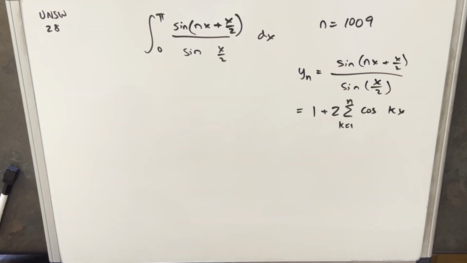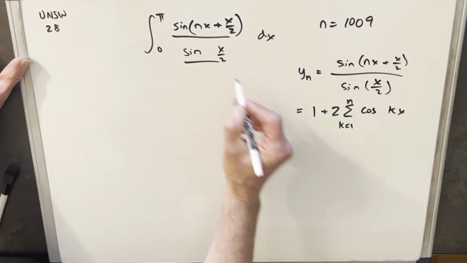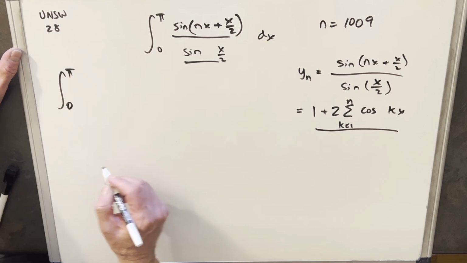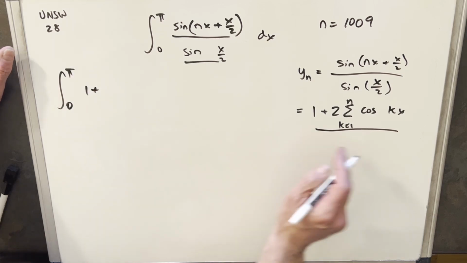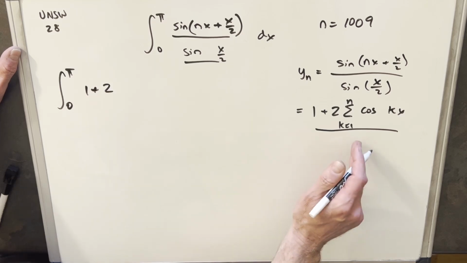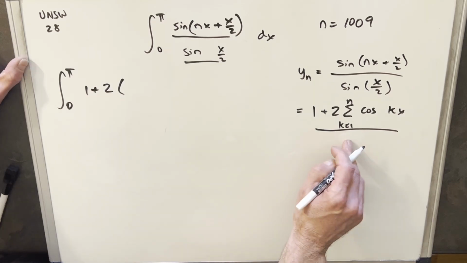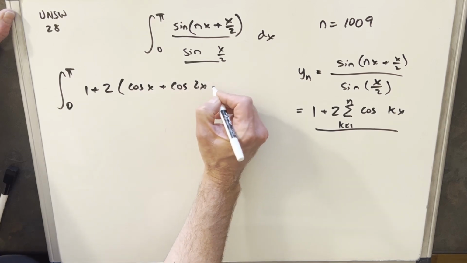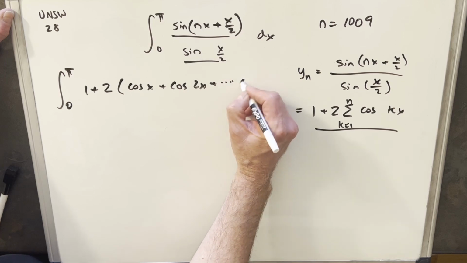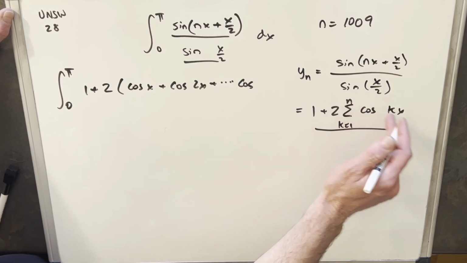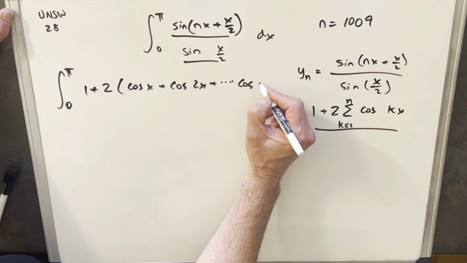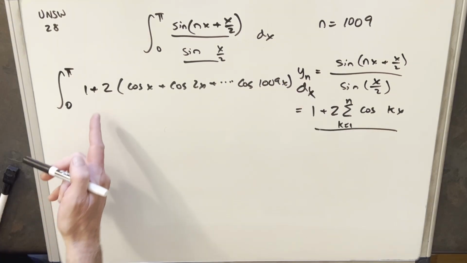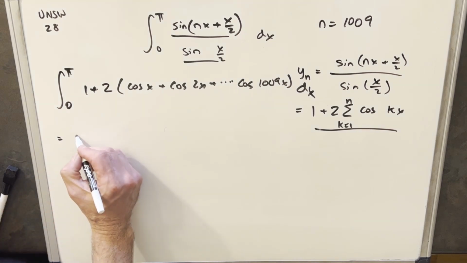Okay, so finally, I think we're ready to integrate. Noticing that we now have this expression, we're just going to rewrite this. We're integrating from 0 to pi. We'll plug this in, but instead of using the summation, I'm going to write this out. For this sum, we're going to have cosine x plus cosine 2x plus cosine 3x all the way to cosine of n, but our n is 1009, so it's going to be all the way to 1009x dx. Now when we integrate this, we'll integrate 1, and we just have x.